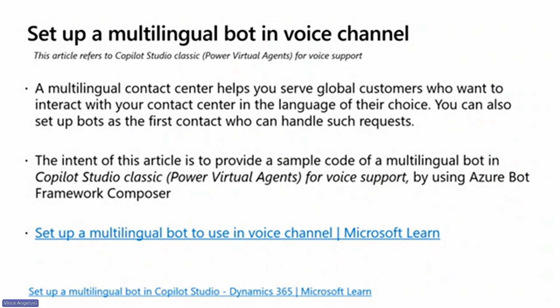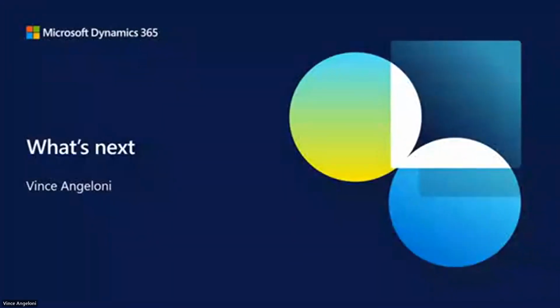This article provides an artifact sample code based on Copilot Studio Classic, in this case Power Virtual Agent with voice support, also using the Azure Bot Framework Composer to add the capability to use the SSML tag inside Power Virtual Agent. In the same way, in the link in the slide, you can find all the details related to this deliverable too. This is the last item for today.